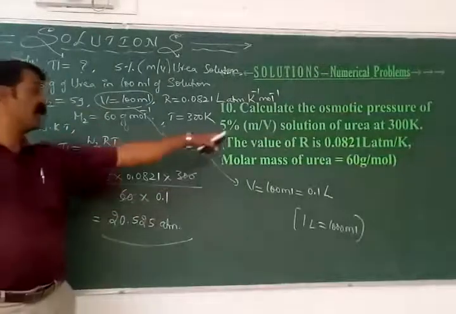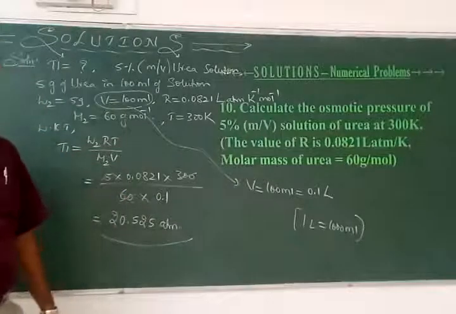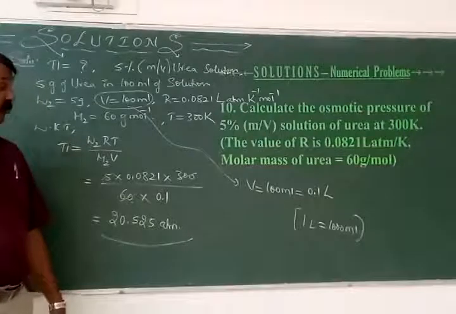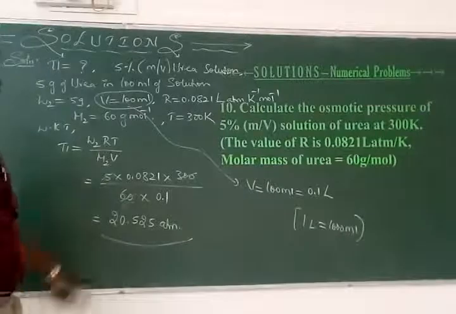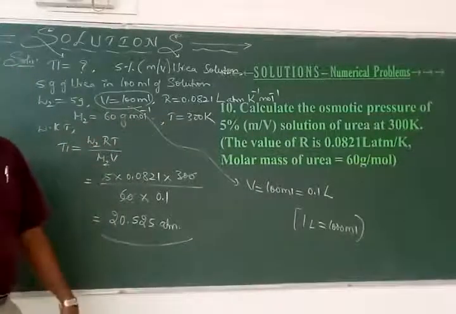But as we are expressing that in the form of liter atmosphere, the volume has to be converted to which one? Liters. That is 1000 ml or cm cube is equal to 1 liter, therefore 100 ml is equal to 0.1 in terms of liters. And the temperature is given as 300 Kelvin and the molar mass is given as 60 gram per mole.